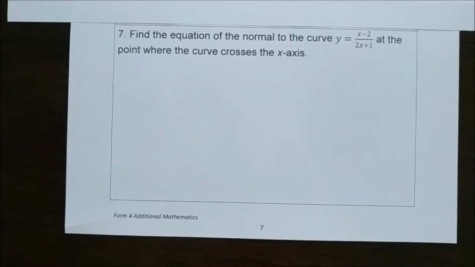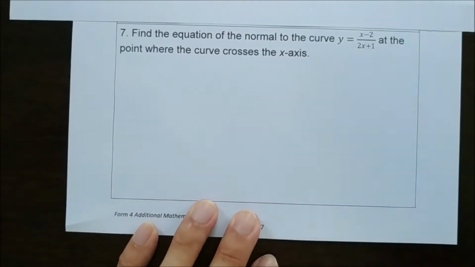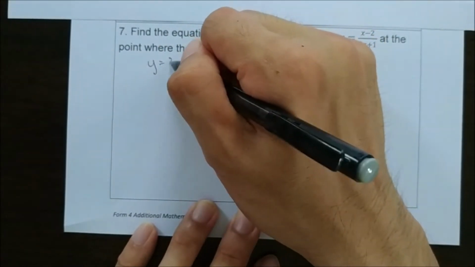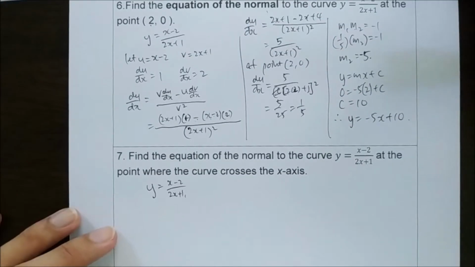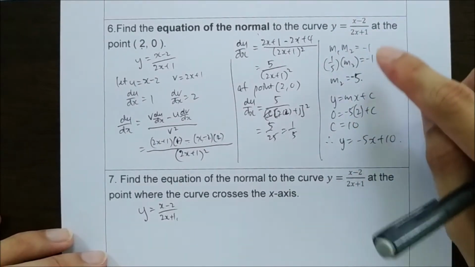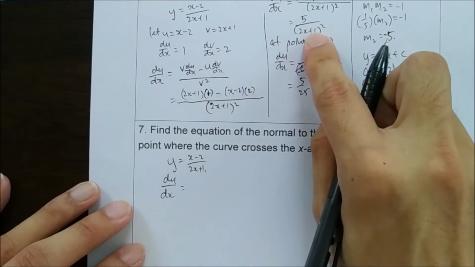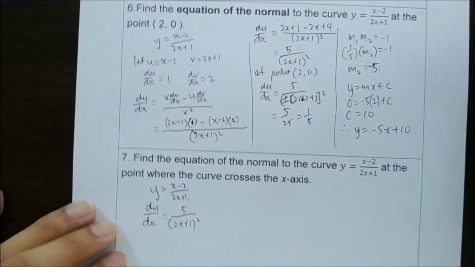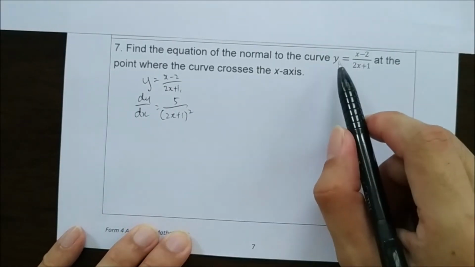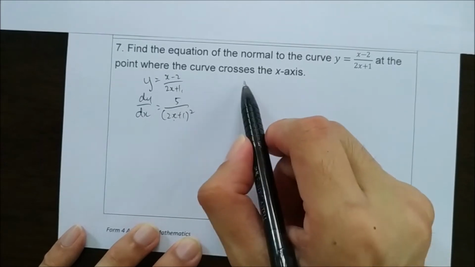Last question. Find the equation of the normal to the curve at the point where the curve crosses the x-axis. Since we want to find the equation of the normal, we need to find the gradient of the tangent. To make it simple, the equation here is the same, so I just skip the differentiation part to get dy/dx equals this, as in the previous question. So you have over (2x plus 1) squared. This is the gradient of the tangent for this curve. But to find the value, we need to find the value of x. It says at the point where the curve crosses the x-axis.